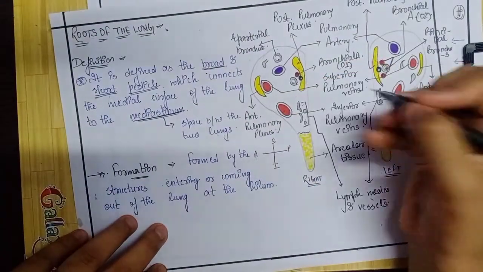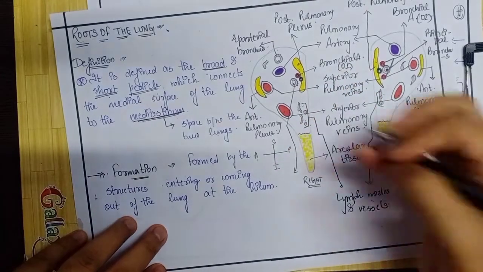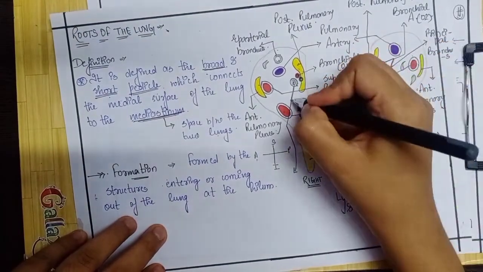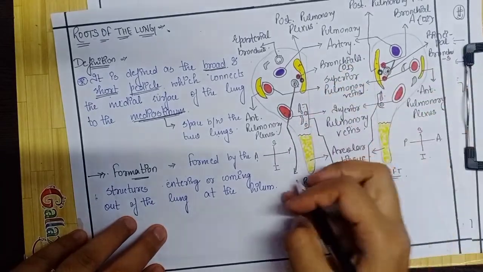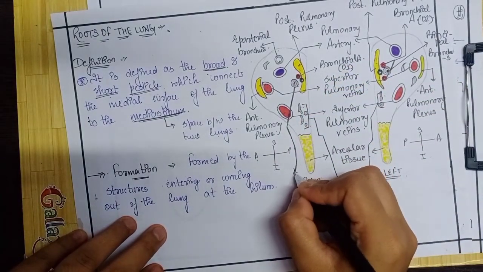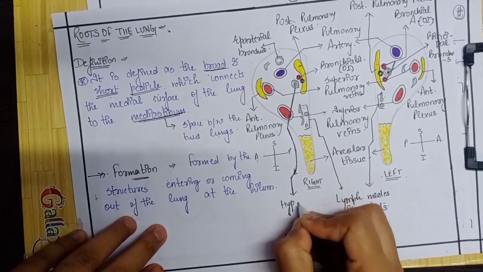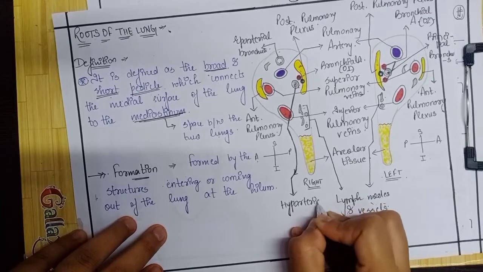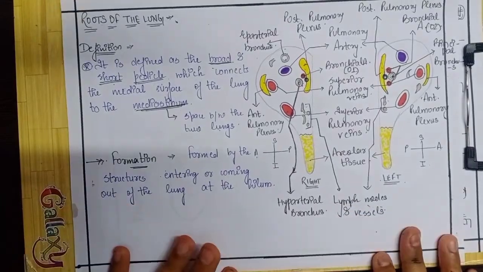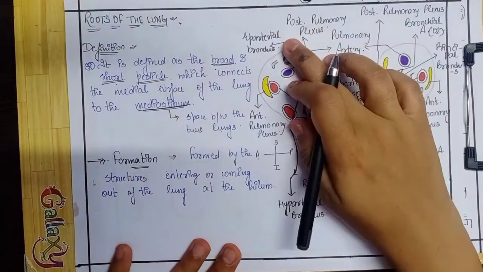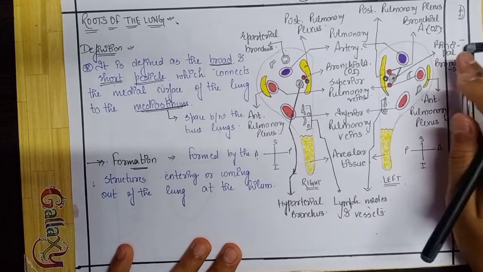Whereas this one, which is below, I have to bring it over somewhere here. This is known as the, let me bring it more down, hyparterial bronchus. This is what it is. So eparterial bronchus, hyparterial bronchus, and then we have principal bronchus on this side.